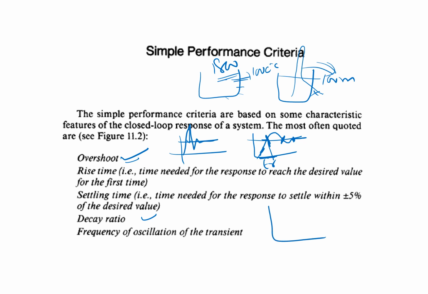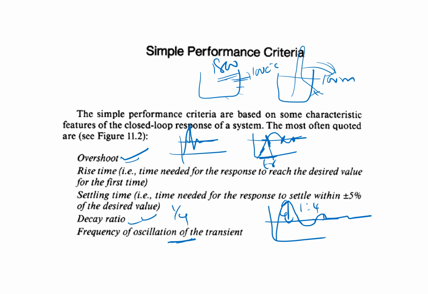And then decay ratio. Decay ratio is, for example, this value is 4. And then the next time, the peak should be 1. So this is called the decay ratio. Then finally it settles. So here the decay ratio is 1:4, so your 4 is reduced to 1. So always we prefer a 1/4 decay ratio. Then frequency of oscillation. This oscillation can be controlled. So these are the general criteria.